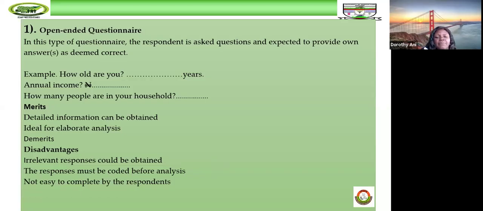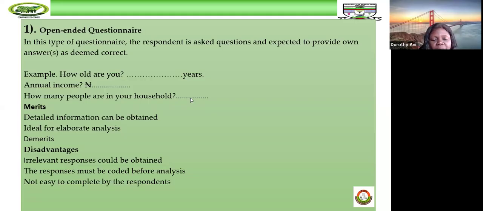And then the disadvantage is that irrelevant responses could be obtained. Maybe you ask the person what is your problem in the IDP camp, and the person starts telling you, my husband married a second wife, and the children are disturbing me. You know that the person feels that maybe that is what is disturbing them at that point in time. So they feel free to pour it out. That is not what you are asking for. They can give you more irrelevant things that you may not need. But the good thing is that you can sieve it and get the ones you need.